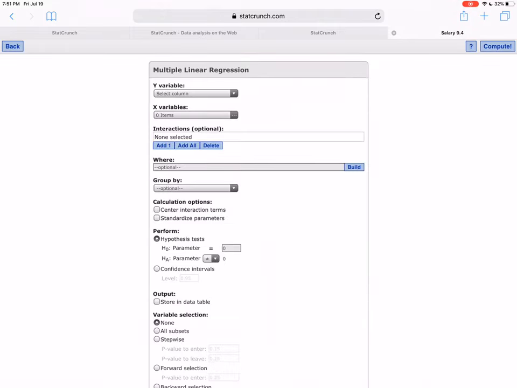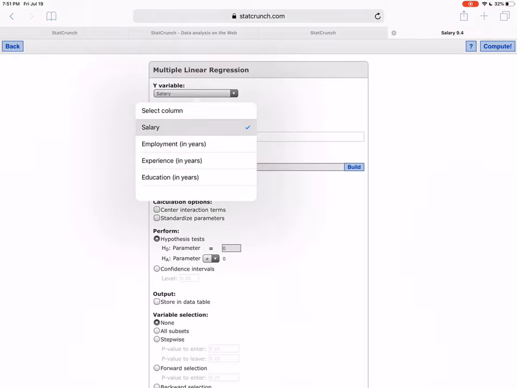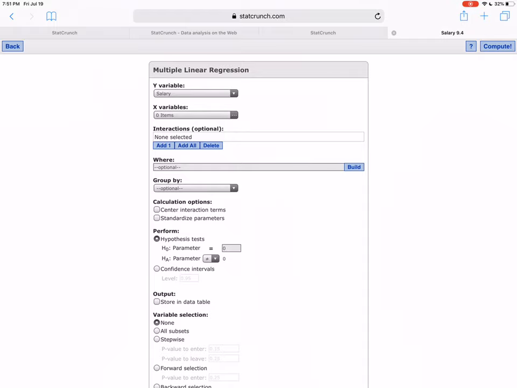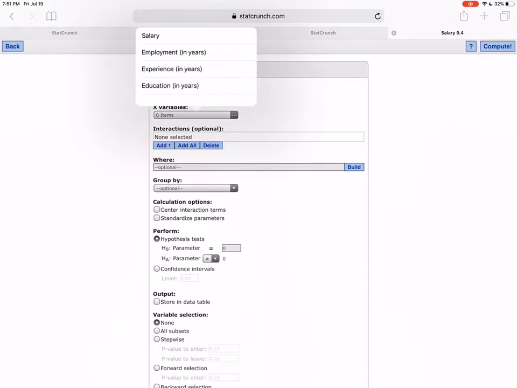Now, there's lots of things you can do here in terms of graphing, in terms of hypothesis tests, but all we want to do is come up with the multiple linear regression equation. So all we have to do here is select our y variable, that's our dependent variable, that's our salary, and then make sure for the x variable that you select all 3 of your independent variables: the employment, the experience, the education.